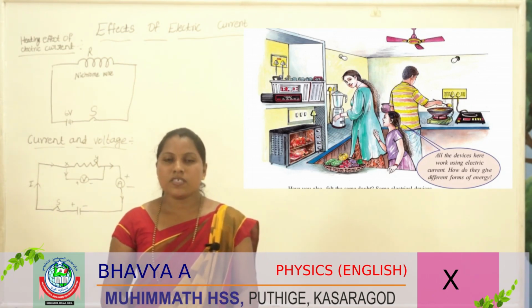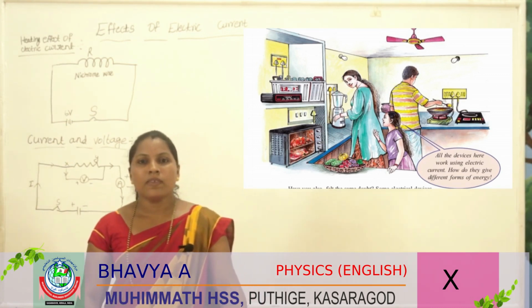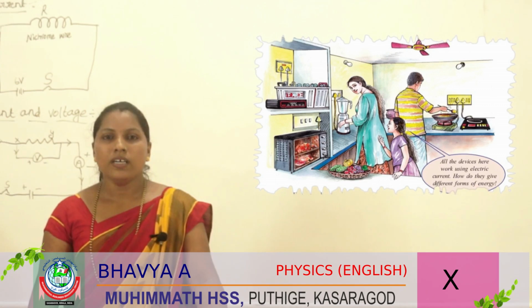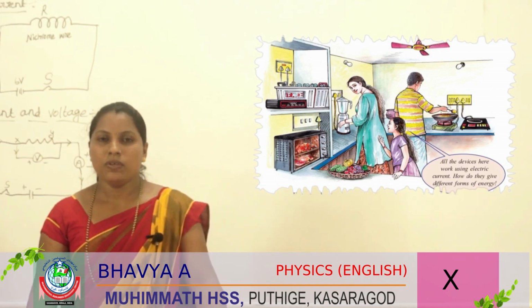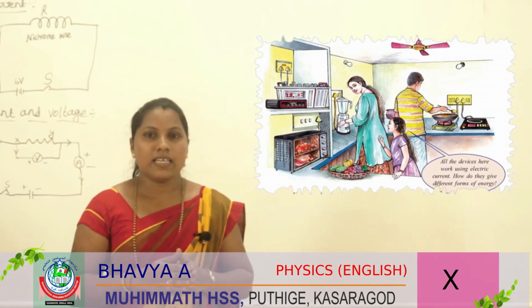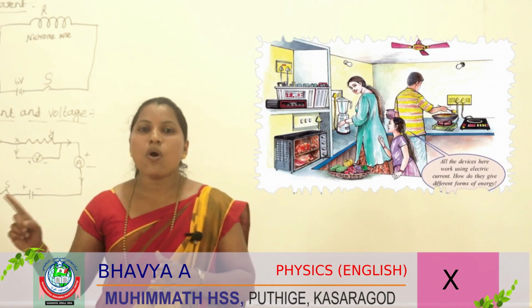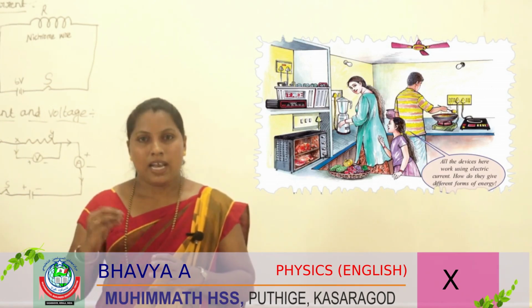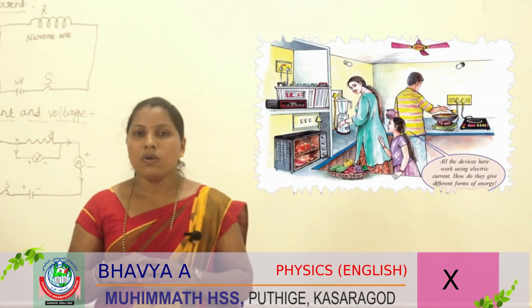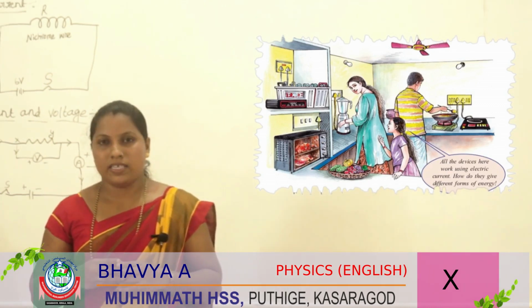See there, first one, bulb. What is the use of a bulb? Yes, we are using it for getting light, no? So, which energy is changing there? Electrical energy changes to light energy. If you switch on, what happens? The light starts to glow, no? So, there electrical energy is converted to light energy.